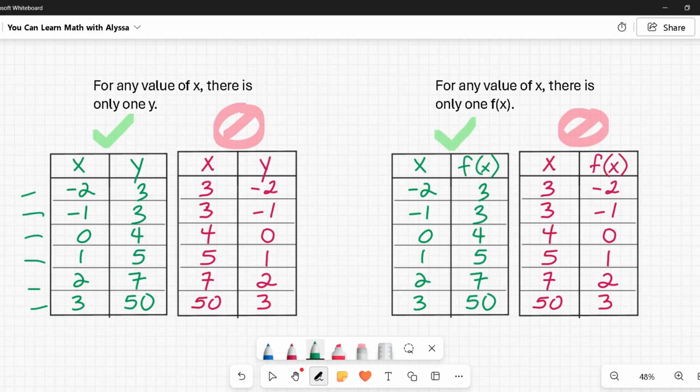Same thing if it's presented as x and f of x. As long as the x's are all different, it doesn't matter if any of the f of x's repeat. However, if I have two x's that are the same, that is not a function because then I have two f of x values for that x.